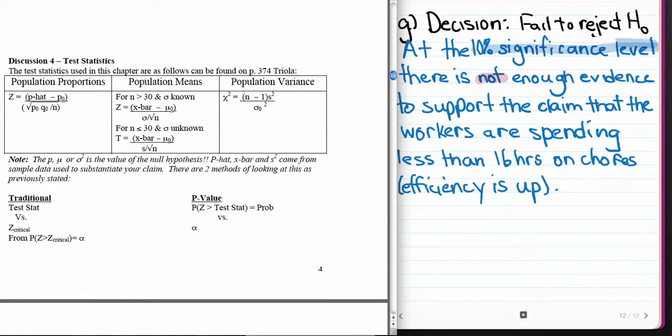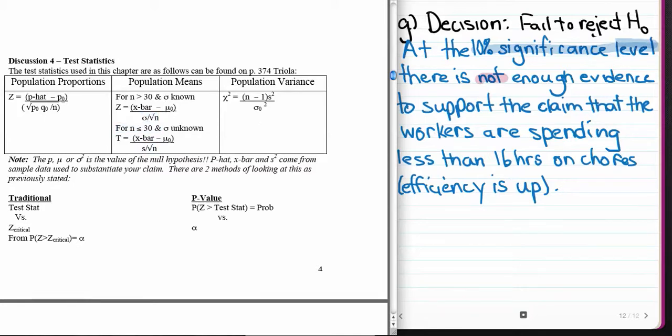And again, you're going to notice sample statistic minus population parameter divided by standard error. The only difference between a z and a t is our standard error. Our standard error for a t is the standard deviation of the sample divided by the square root of n, versus the standard deviation of the population divided by the square root of n for a z.